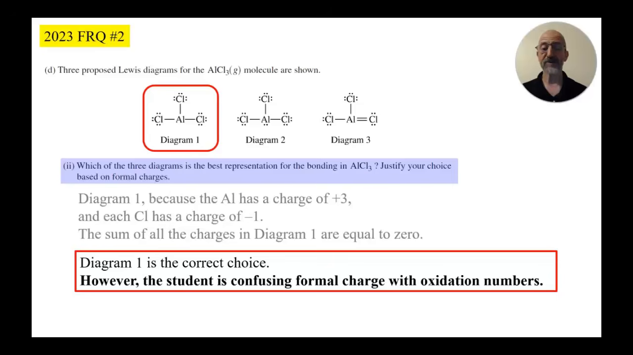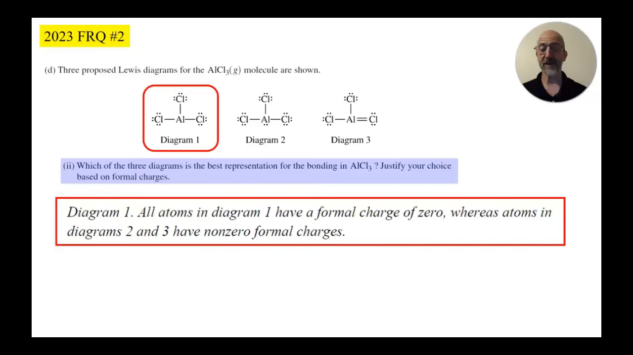If you're not sure about formal charges, you may have to review that. I will tell you that formal charges are valence electrons minus the sum of the dots and the bonds. So for aluminum, that would be 3 minus 3, 3 valence electrons and 3 bonds. And then for chlorine, that would be 7 minus, and there are 6 dots and 1 bond. So 7 minus 7 is 0. So the correct answer is diagram 1, but not with the formal charges that they had listed. This is the correct answer. All atoms in diagram 1 have a formal charge of 0, whereas in the other diagrams, 2 and 3, some of the atoms have non-zero formal charges.